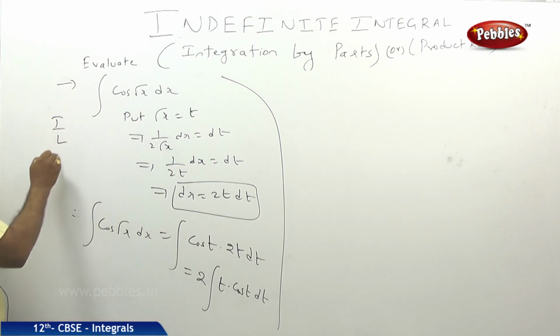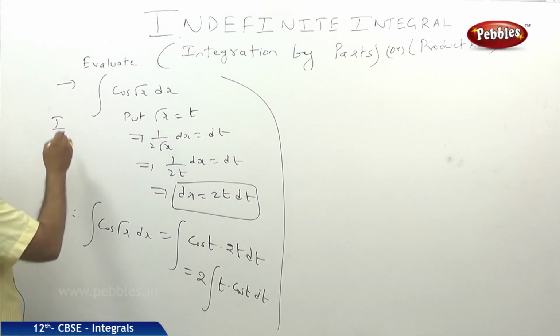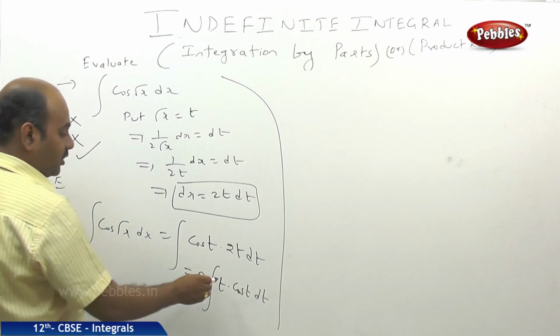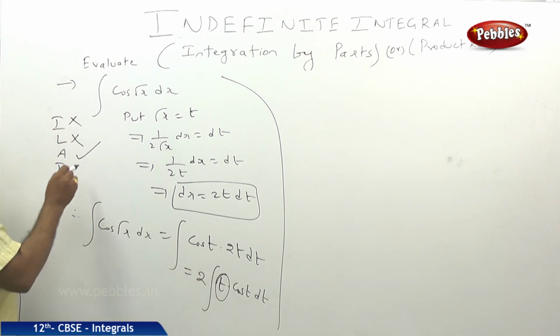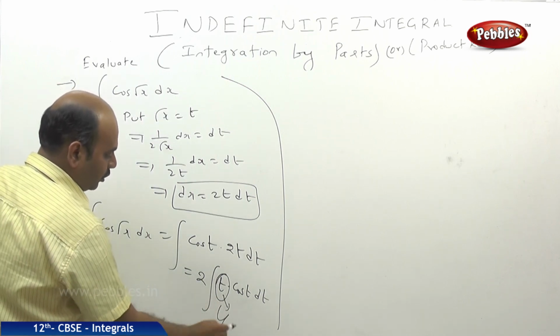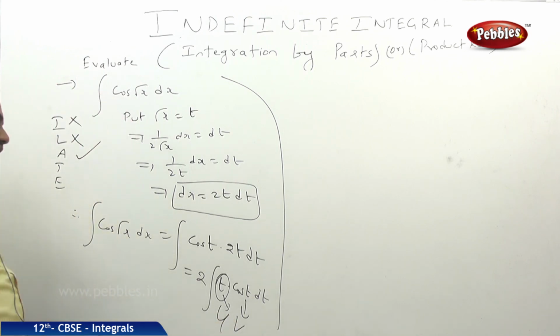Once again I will be telling, what is that rule? ILATE. I refers to inverse circular function. Inverse circular function is not there, so we should avoid. L refers to logarithmic function. That is also not there, so we should avoid. But A refers to algebraic function, and algebraic function is there, in the form of t. So that should be treated as u. So this particular t becomes u, and whatever remaining is there becomes v for us.